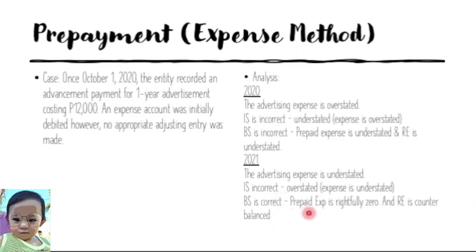So if you'll notice, in 2021, prepaid expense is rightfully zero because everything is now expired. Right? The whole 12,000 has been fully consumed. So there's no unexpired portion. No need to record any prepaid expense. And then your retained earnings is counterbalanced. Your income last year was understated. Your income this year is overstated. So it automatically corrects itself.